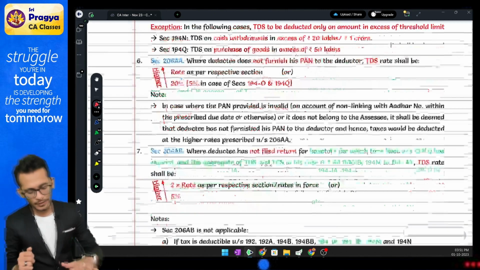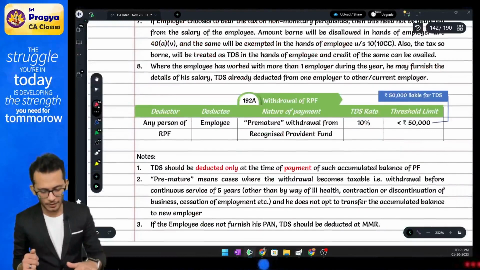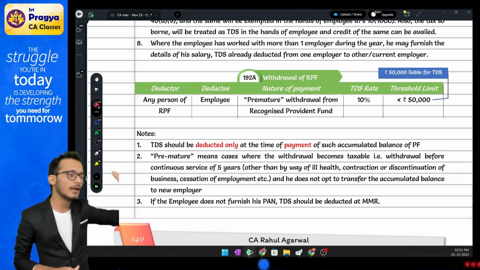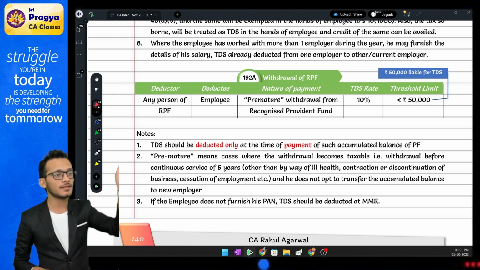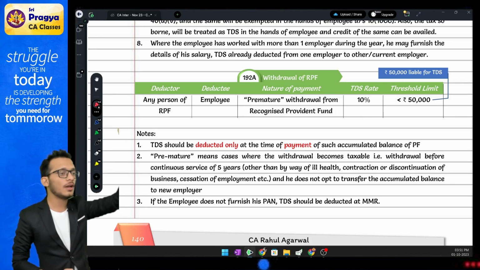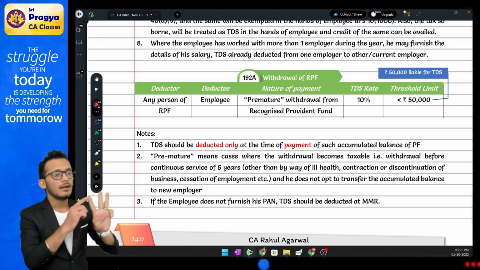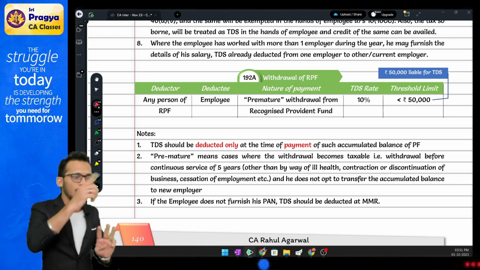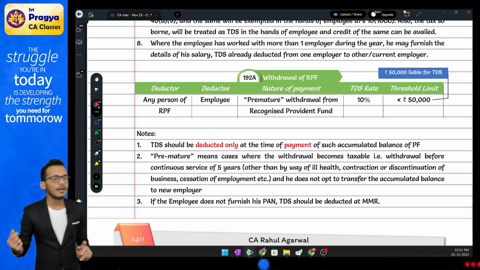Section 192A deals with withdrawal of PF. In PF we learned that if you withdraw within 5 years, it becomes taxable. So if the person has withdrawn within 5 years and is not falling within the 3 criteria, medical health, company shutdown, or he left the company, that is, if it does not fall in any of these 3 scenarios, you have to now deduct.